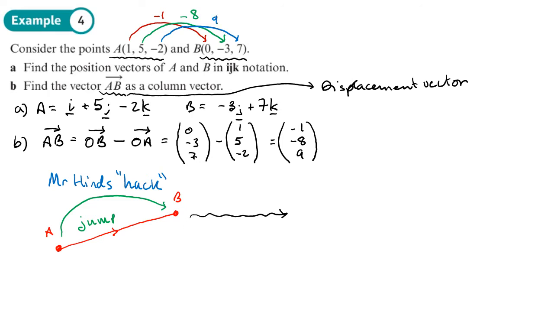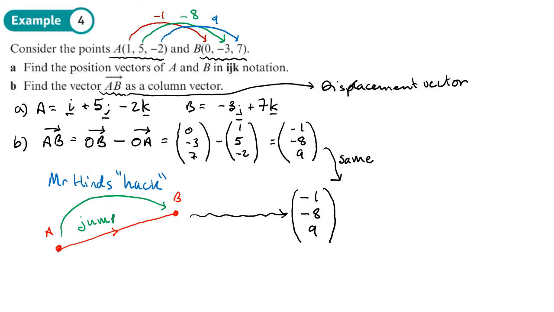Okay, there's my answer. The jump from A to B is negative 1, negative 8, 9. Can you see you got exactly the same? It's the same. And that was actually easier. If you work out the jump between where you're starting to where you're going, that gives you a very quick way of finding what that displacement vector is.